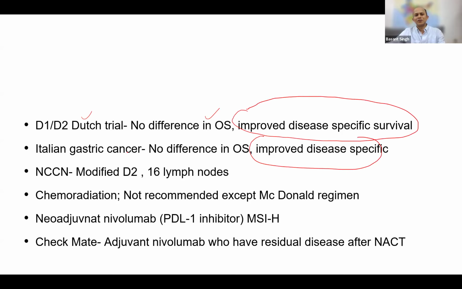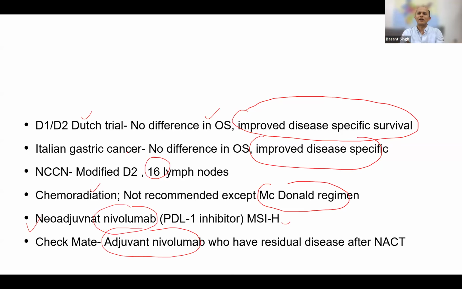Disease-specific survival. So 16 lymph nodes. Chemoradiation, no role, but yes, you have the McDonald regimen, still practiced in some centers in the US. They use chemoradiation. As I told you, there's a role of neoadjuvant immunotherapy, nivolumab, in MSI-H tumors. And you have the CheckMate trial, where they were using adjuvant nivolumab. Even after chemotherapy, if the patient has residual disease, they give adjuvant therapy with immunotherapy as well. This is a new thing that they have added, giving neoadjuvant immunotherapy. So you have the MATTERHORN trial about GE junction cancers.